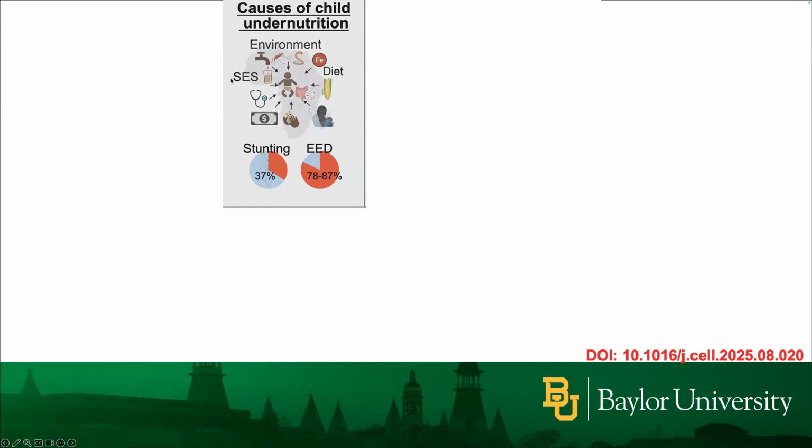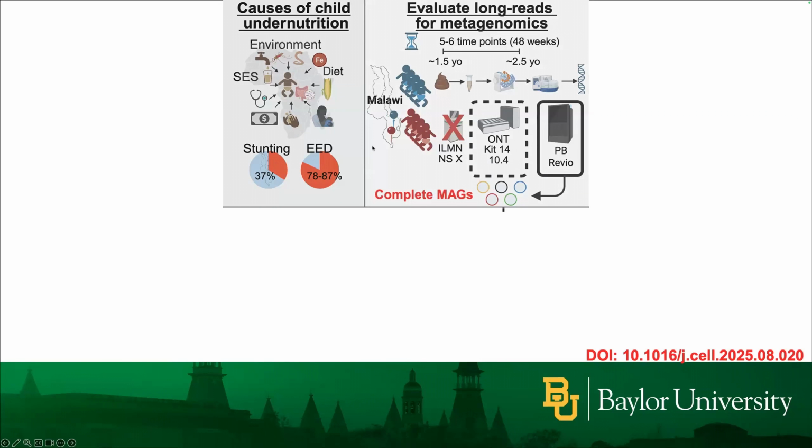So in conclusion, undernutrition is really important globally. It needs more funding, it needs more attention. We still really don't understand what the exact causes from the microbiome are, but we know that stunting is very high in Malawi, and environmental enteric dysfunction is also very high. So we generated a really unique data set using varying technologies.